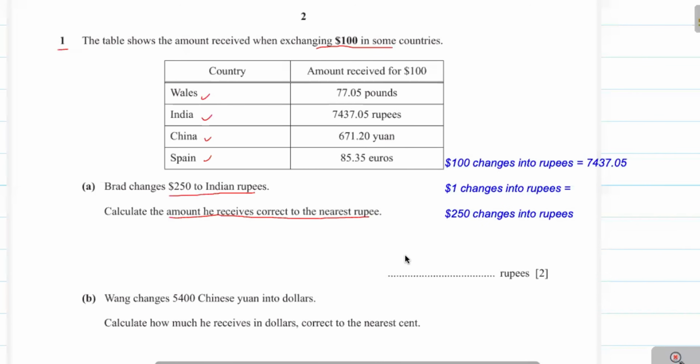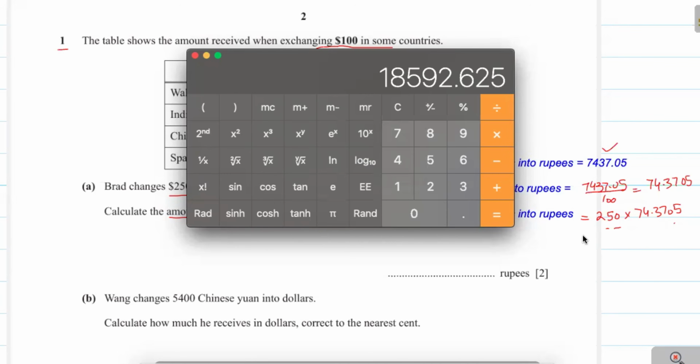You see here $100 changes into rupees is 7,437.05. Now we find the rate value of $1 into rupees, which will be equal to 7,437.05 divided by 100. Now we calculate this value, equal to 74.3705. Now we have to change $250. Then $1 equals 74.37, so $250 will be equal to 250 multiplied by 74.3705.